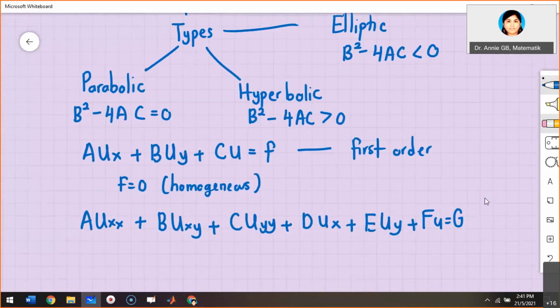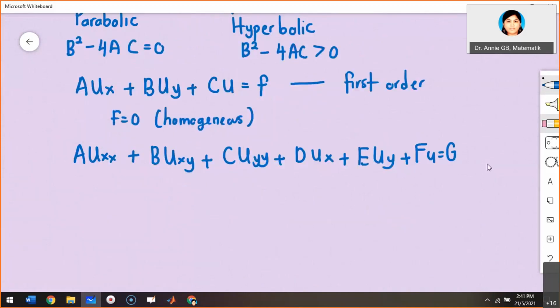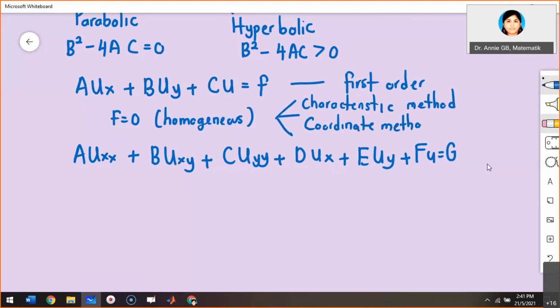Now, kita dah masuk kepada, we learn some basics. How to solve using first order kita dah cover. Kita dah cover macam mana nak solve. Okay, you can use characteristic method and you can use, what do you call it? Coordinate. Okay, coordinate method. But some of them you can also use separable variable. Kalau dia jenis yang easy to solve, no?